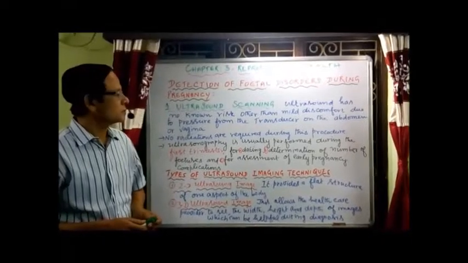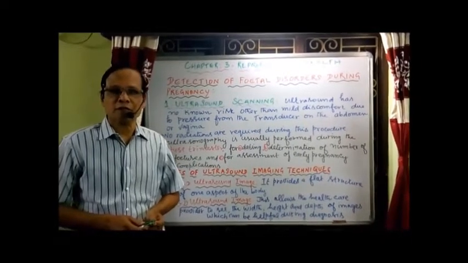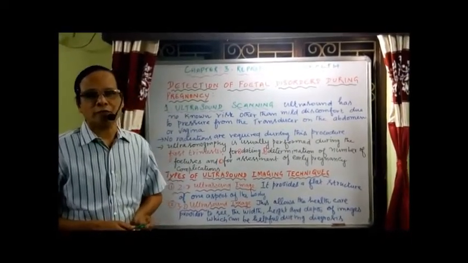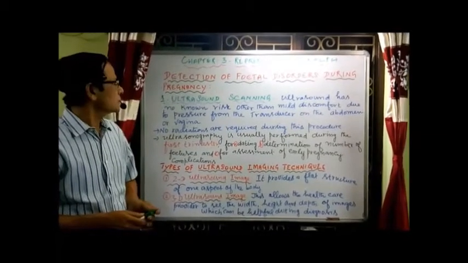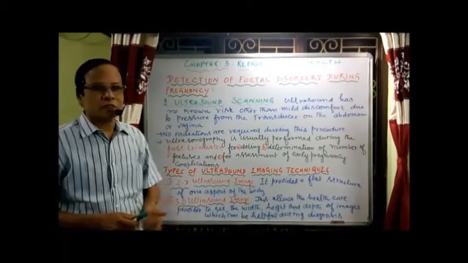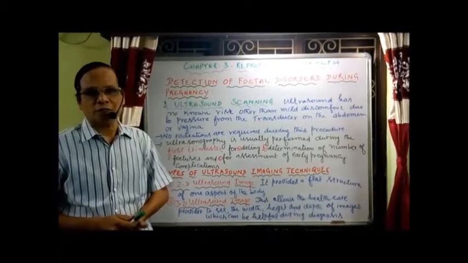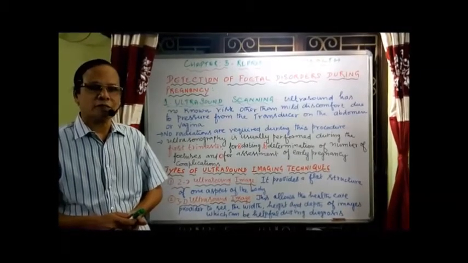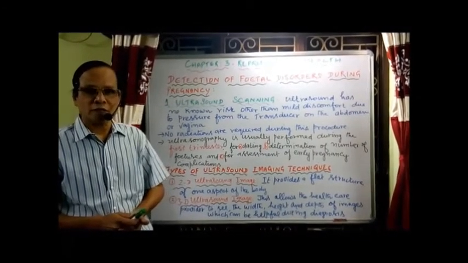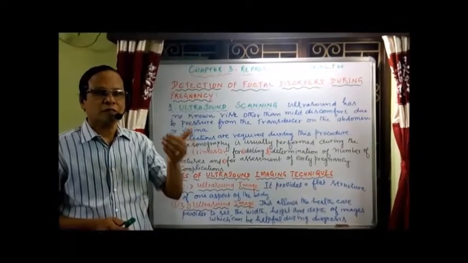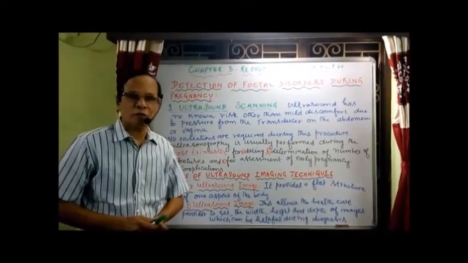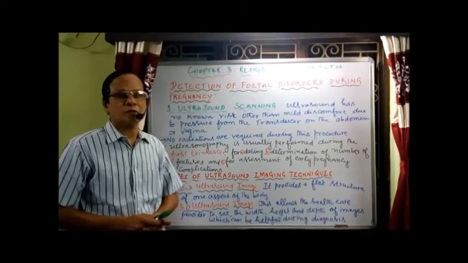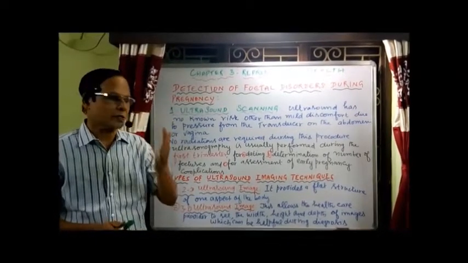Hi students, we have to discuss the last part of the lesson reproductive health. What is that? Detection of fetal disorders during early pregnancy. What are the different methods adapted to find out if there are any defects in the fetus during the early pregnancy period, or what is called the gestation period?